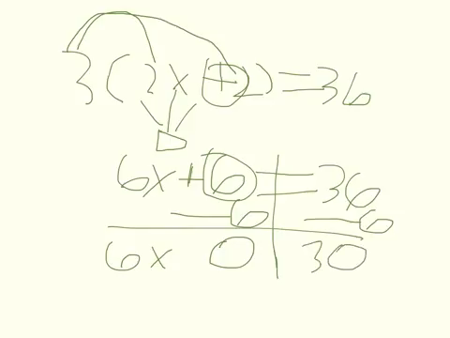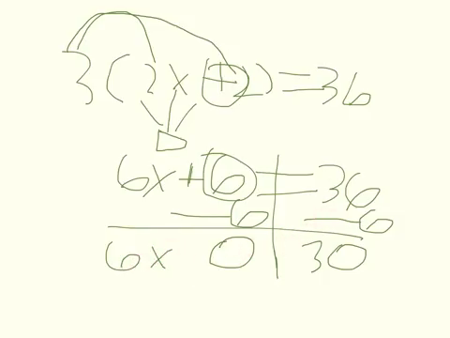And now all you're left with is 6x and 30. And now look at the 6x. It's another multiplication problem in which we're going to have to use the inverse operation again, which is division.